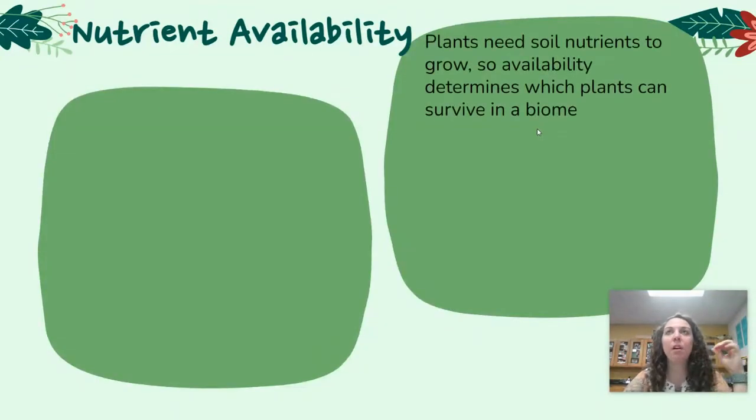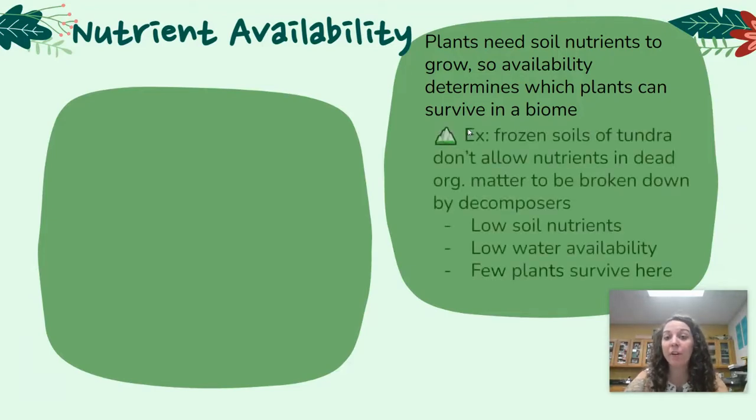So when we talk about what is the defining characteristic of a biome, we do look at the precipitation and the temperature, but we also have to look at nutrient availability, because plants determine what's going to grow. Plants need nutrients, so if we've got good soil with lots of nutrients, lots of things are going to be able to grow.